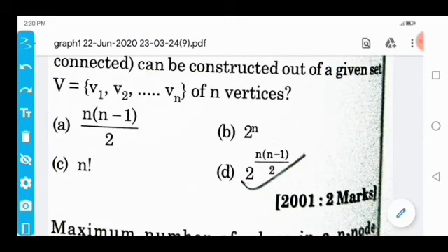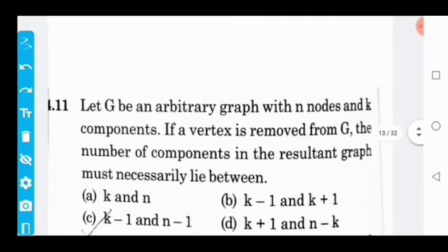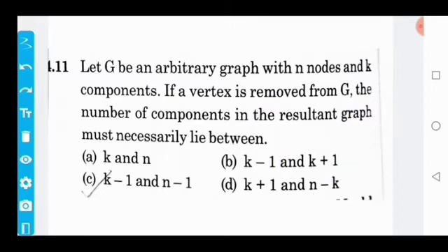And now come to the next question. Let G be an arbitrary graph with n nodes and k components. If a vertex is removed from G, the number of components in the resultant graph must necessarily lie between option A, option B, option C and option D. The correct answer is option C, because here the number of components in the resultant graph must necessarily lie between k minus 1 and n minus 1.